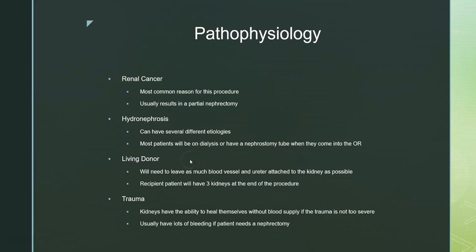Living donors. We do nephrectomy for living donors to be able to do kidney transplants for a recipient. Kidney transplants are the number one performed transplant in the United States, because we can take living donor tissue and transplant it into somebody who needs it. When we are doing living donor transplants, we need to leave as much of the blood vessel and ureter attached to the kidney as possible.